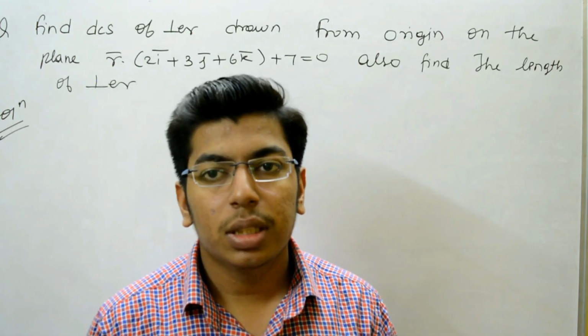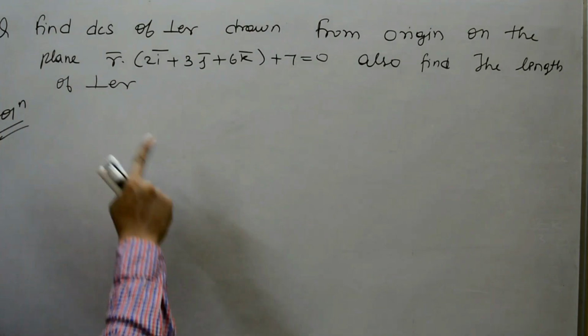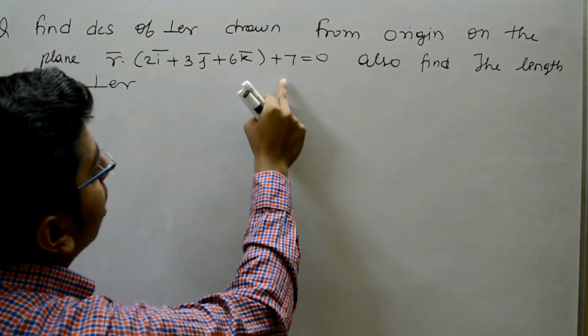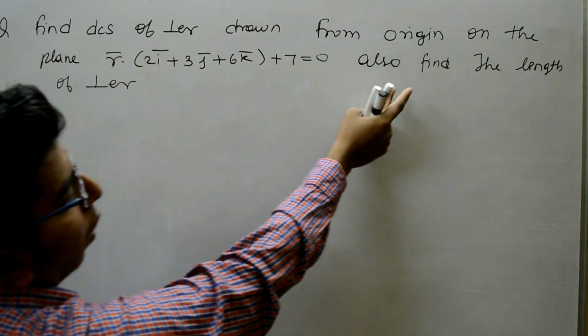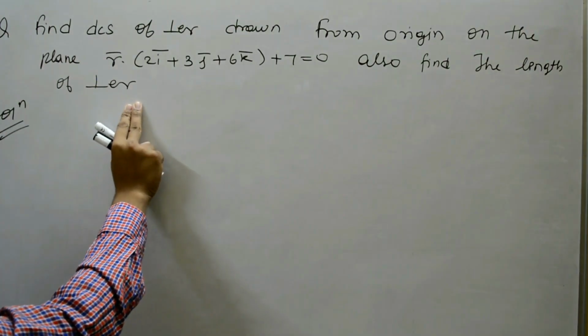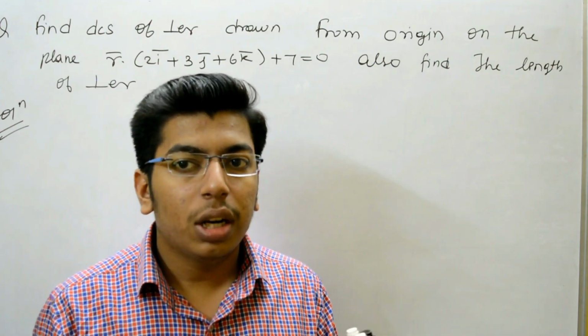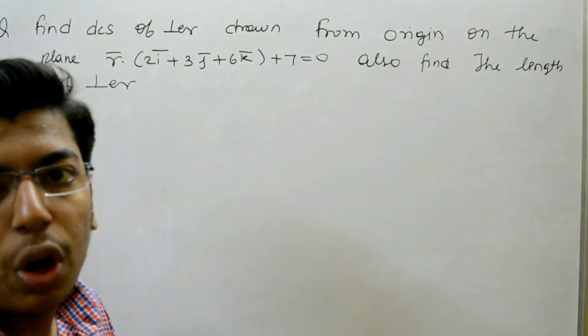So the next problem is: find the direction cosines of the perpendicular drawn from the origin on the plane r bar into 2i bar plus 3j bar plus 6k bar plus 7 equals 0. Okay, this is the equation of plane. Also find the length of perpendicular. Means you have to find out the coefficient of n cap. If you have doubt in this, I will try to solve your doubt.